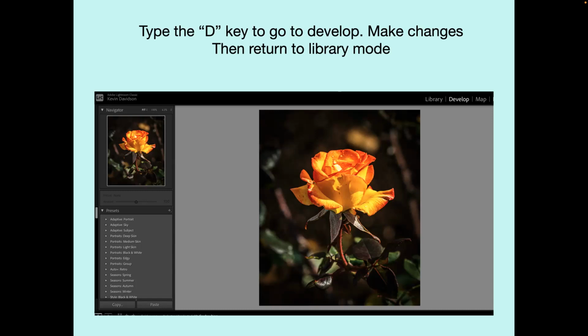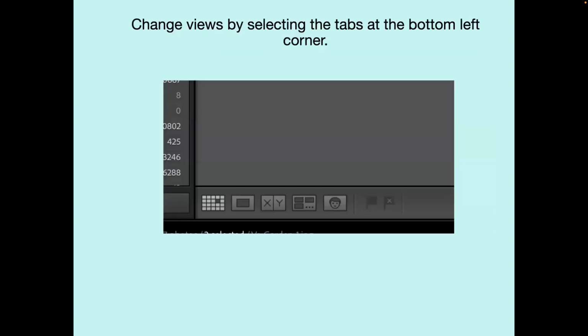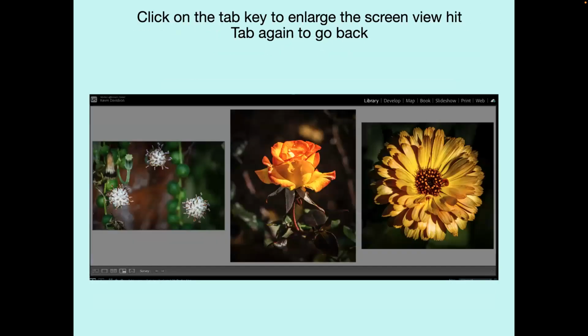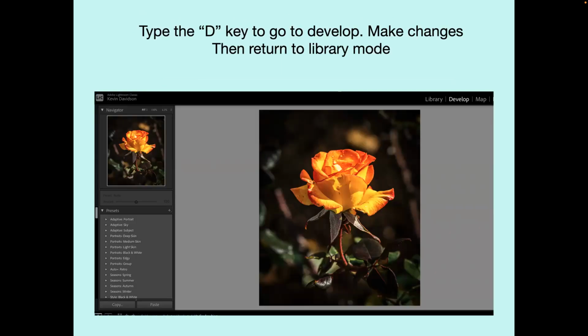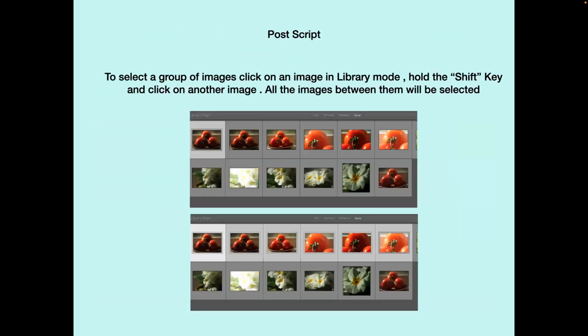So then once you've selected the picture that you want to work on or edit, you type the letter D or up in the top right of the toolbar is the word develop. You can click on that. And that will bring you up to, darn it. Now you're in the develop mode.